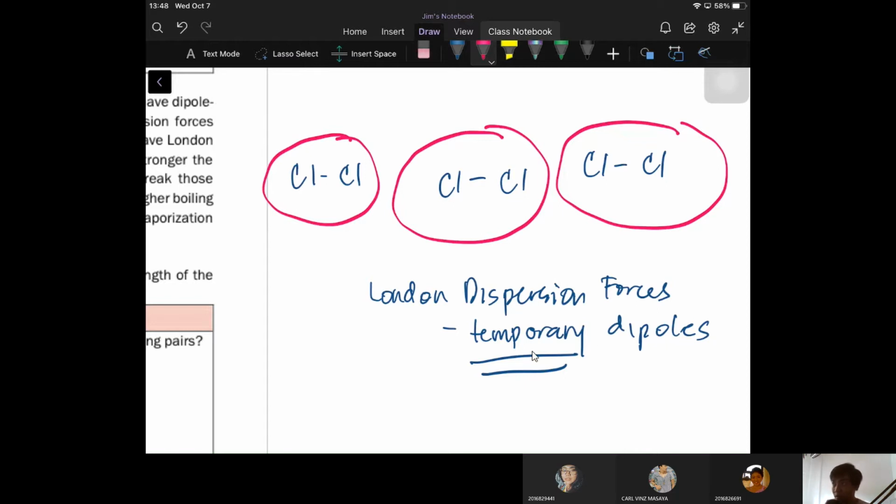Okay, so temporary lang kasi to. So mabilisan lang. So quick lang siya. Tapos na. Kaya siya yung pinakamahinang intermolecular forces of attraction. Siya yung weakest because of this word, temporary dipole.